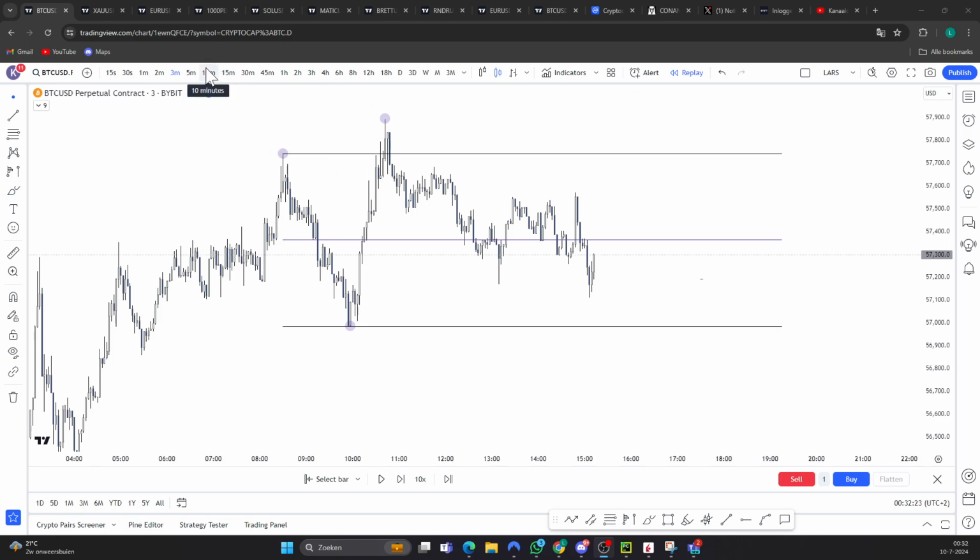I'm actually excited to make this one because we did catch a nice trade today, and there was some nice price action where we can learn from. Okay, so the trade was on Bitcoin.